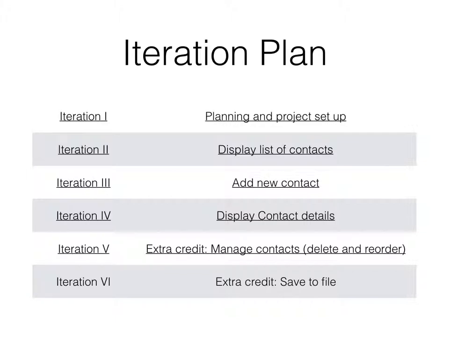Hello, in this iteration, which is optional or extra credit, we'll learn how to save the contacts from the list directly to a file. So where we are: we have completed all 5 iterations. 4 of them are the required part, and iteration 5, managing the contact, is an extra credit or optional part. And then the last one, which is also optional, saving to a file.